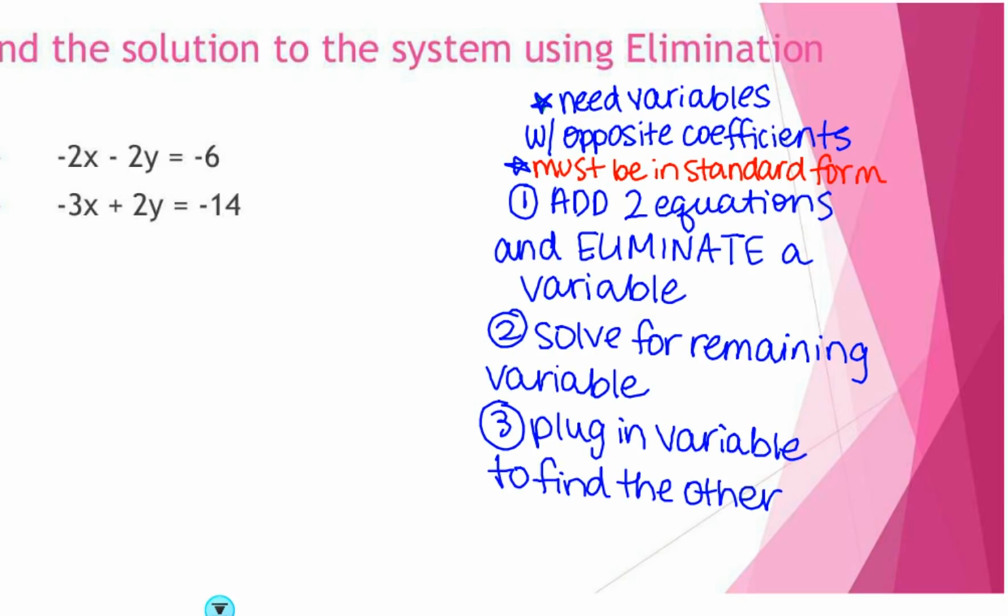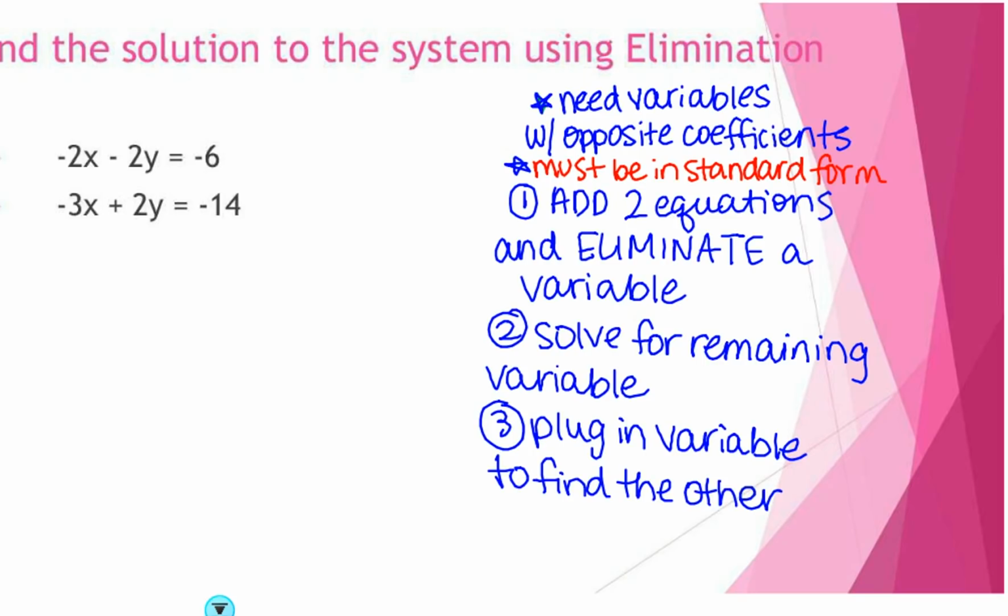So the first thing it says is we need variables with opposite coefficients. Think about the number attached to a variable. For example, if I had the coefficient 5, the opposite of that would be -5, and the opposite of -10 would be +10. Second, the equations must be in standard form, where we have our x and y on the same side. Looking here, we have both of those things, so we can move forward with our next step.